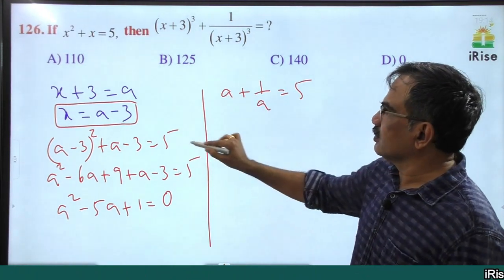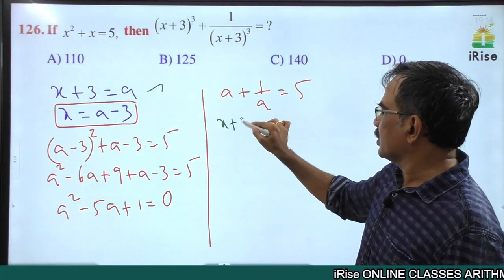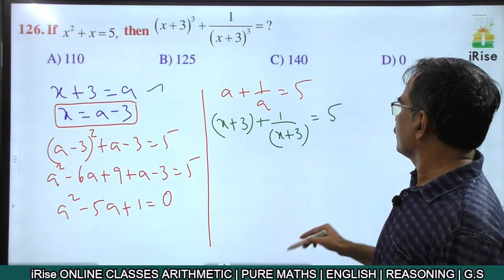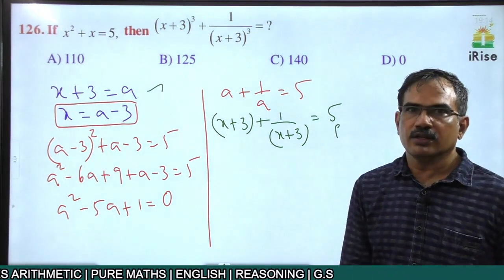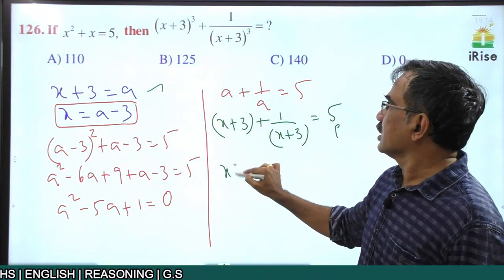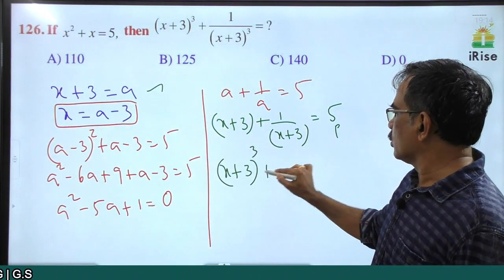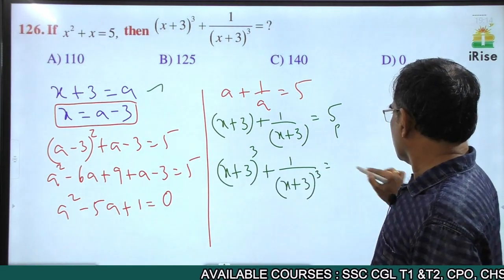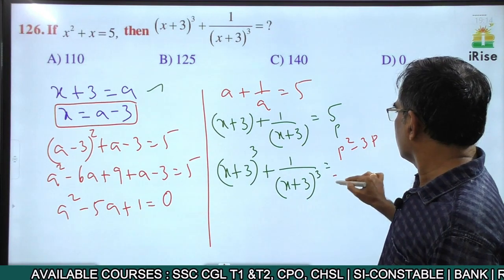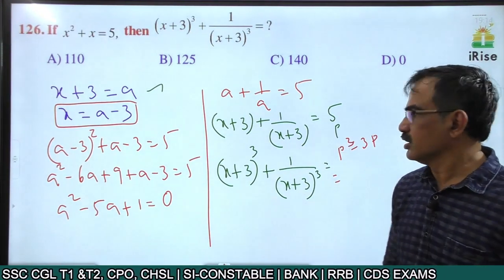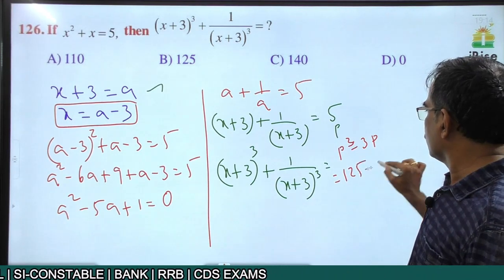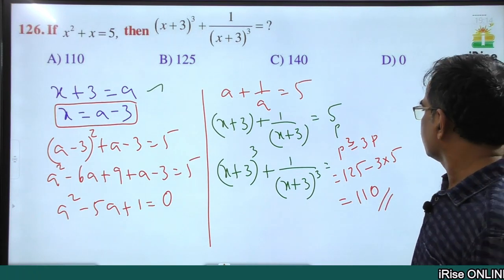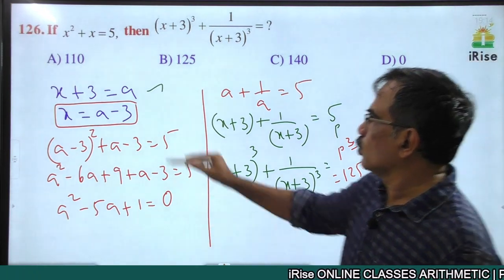Where a is, what is a? X plus 3. So x plus 3 plus 1 by x plus 3 is equal to 5. Consider this as p. If x plus 1 by x is p, then what is (x plus 3) whole cube plus 1 by (x plus 3) whole cube? This is nothing but p cube minus 3p, where p cube is 125, minus 3 into 5, 15. So the answer is 110.